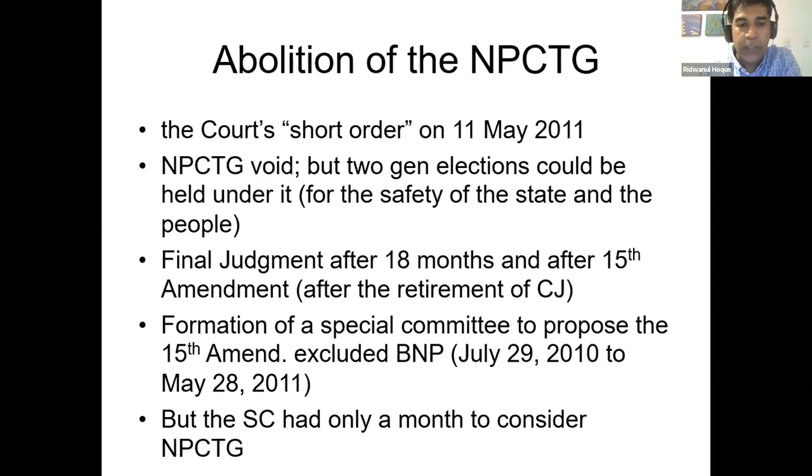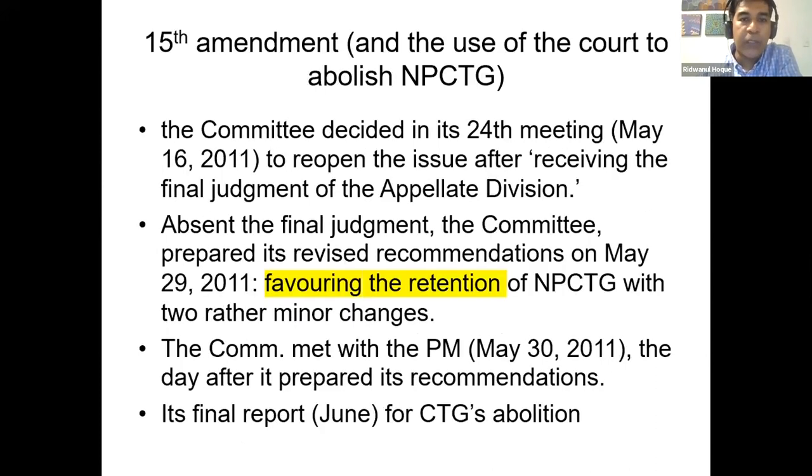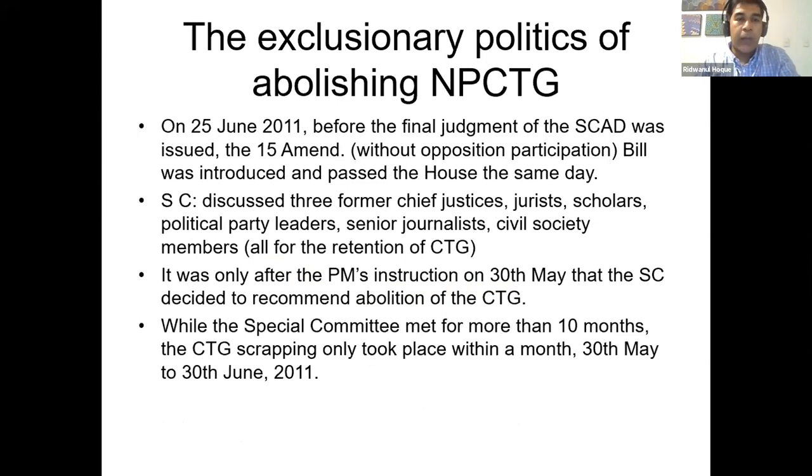But unfortunately, they met the incumbent Prime Minister Sheikh Hasina on 29th May 2011. And they submitted their final report on 30th June 2011. And in that report, within 1 day, they changed their position, recommending abolition of the caretaker government. And immediately after that, the caretaker government system was abolished, taken off the constitution by the 15th amendment. So let me now straightforwardly go to the conclusion, because I have taken my time.